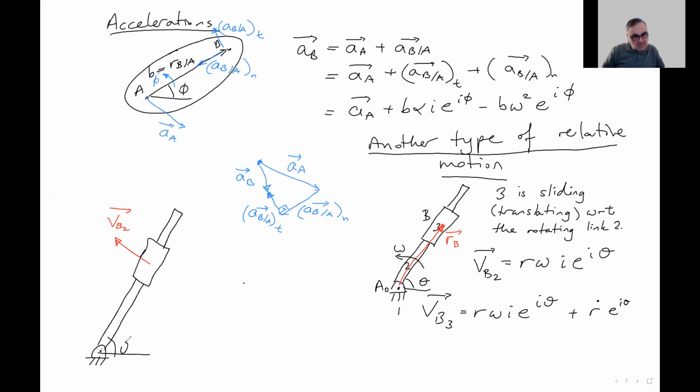This is theta, rotating with omega. VB2 is like this. VB2 is R omega i e to the i theta. The e to the i theta is the direction of VB2, and its magnitude is R times omega. This distance is R, let's say.